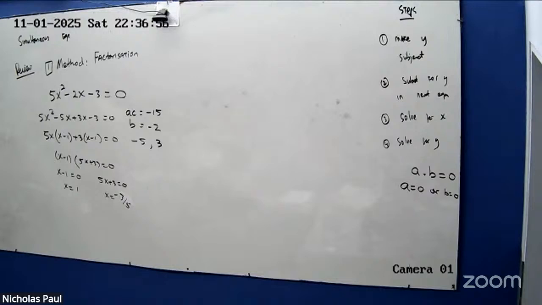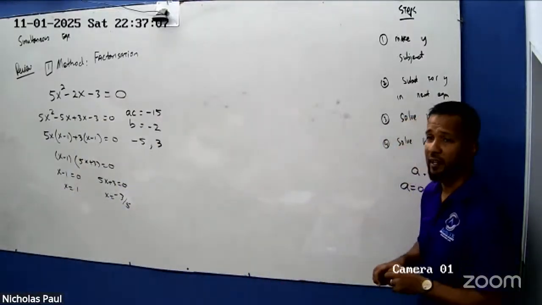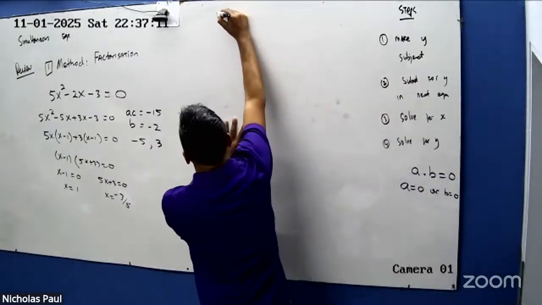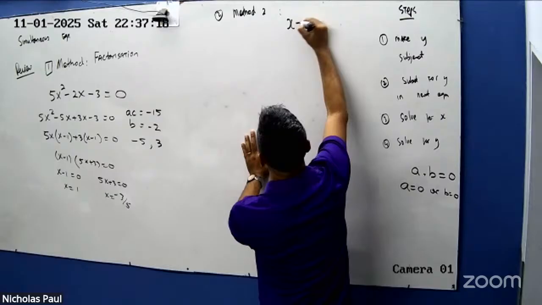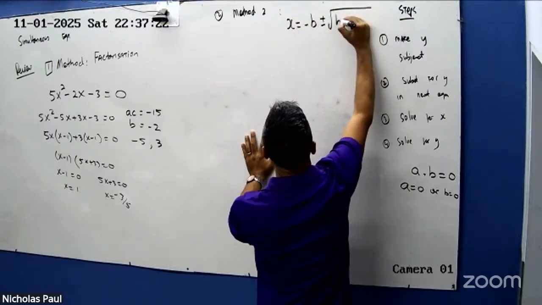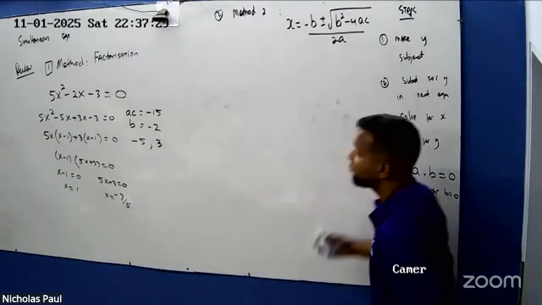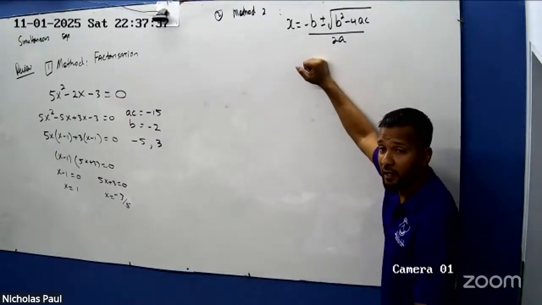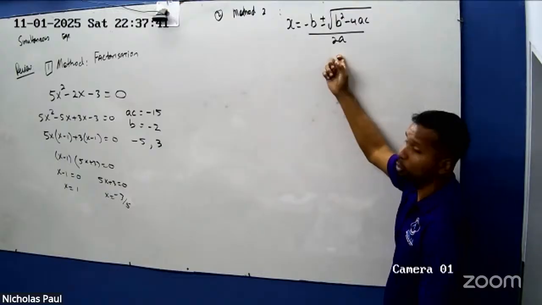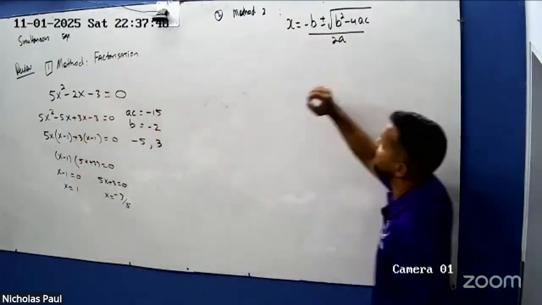So for those with no calculator, you have to do it this long way here. Now all can do it. So how do we solve method 2? Method 2 is this long formula here. So we have to do the quadratic formula. If your calculator can't do it, you have no choice, you have to use this. If you cannot factorize, you have to do this.